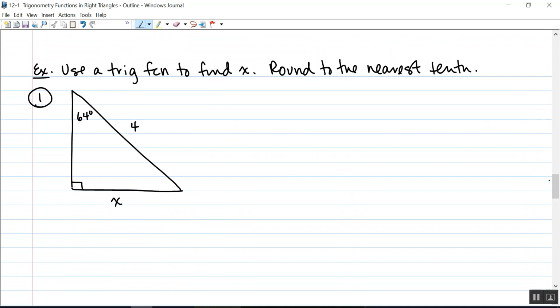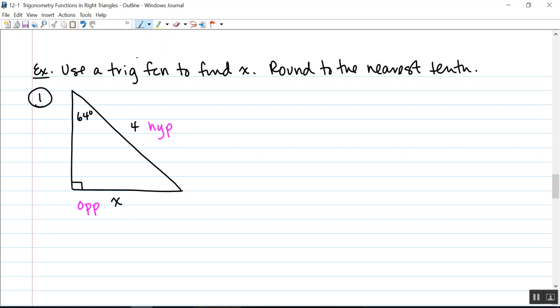And the last couple examples here are going to be stuff that you've already seen in geometry last year. So we need to use a trig function to find x in each of these triangles and round to the nearest tenth. So looking at this right triangle, one of my acute angles is 64 degrees, and then I have a side that is opposite, labeled x, and then I have the hypotenuse here, which is labeled 4.